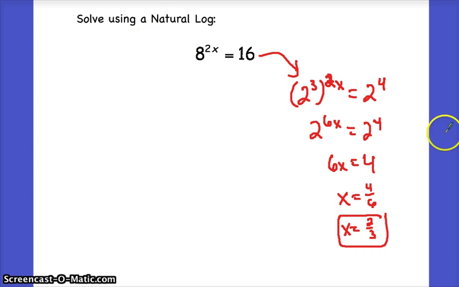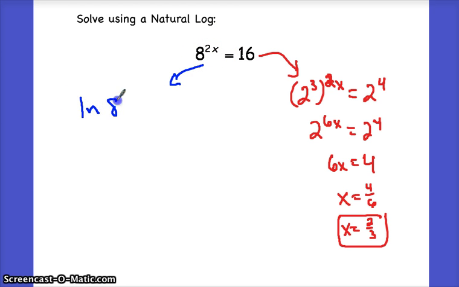Now, you'll also notice at the top of the screen, the directions say use a natural log to solve. Even though we're base 8, the biggest idea is to get that x out of the exponent. So another opportunity would be, if I'm just looking to get that x out, we can take any kind of logarithm.